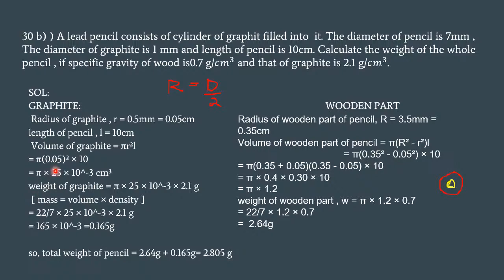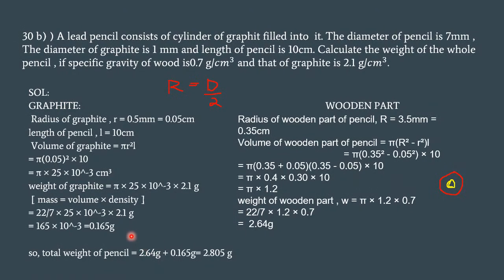Now for finding weight of the graphite, weight is nothing but volume into density, volume into specific gravity. So volume is pi into 25 into 10 power minus 3 into 2.1, because they gave specific gravity of graphite as 2.1. Pi is 22 by 7, so 22 by 7 into 25 into 10 power minus 3 into 2.1. You will get 165 into 10 power minus 3, which is nothing but 0.165 grams.